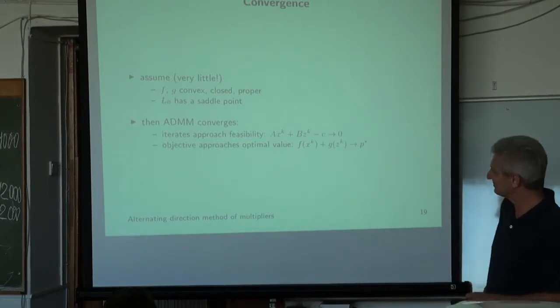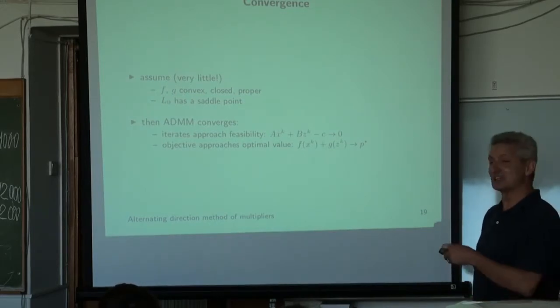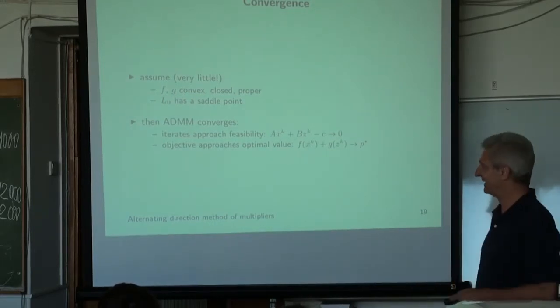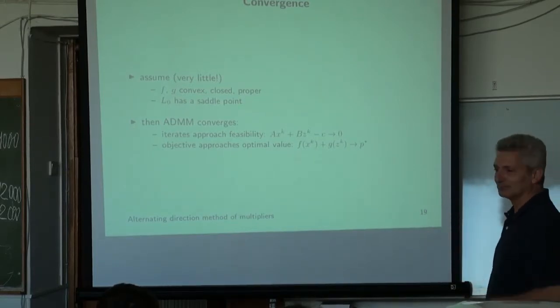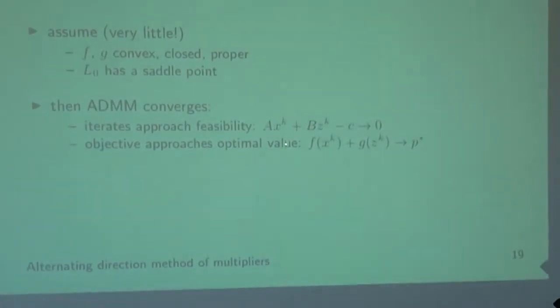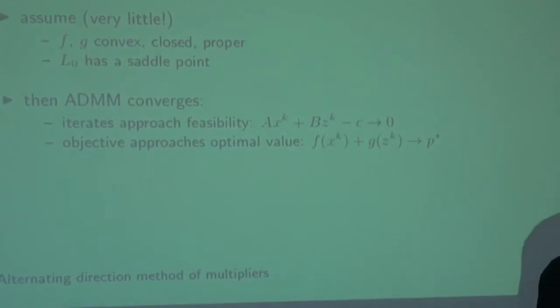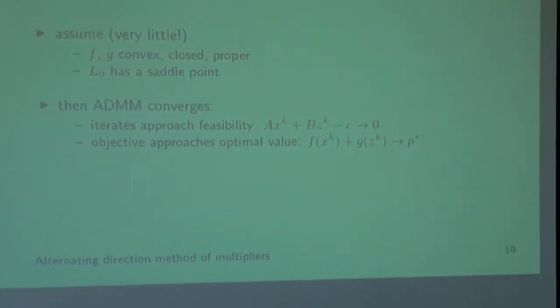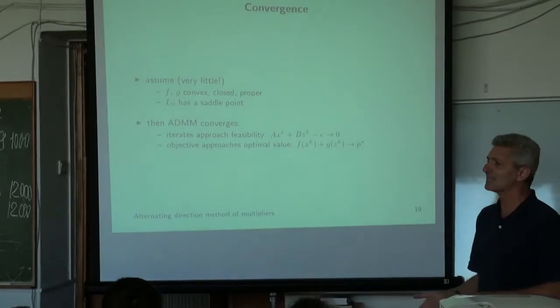So here are the statements. They're chosen very carefully because I can tell you some other things on here which are false. So here they are. The first is that the residual goes to 0. So as you run the algorithm, the residual goes to 0. And the second is that the objective approaches the optimal value. These two hold with no assumptions whatsoever on A, B, C, nothing. No assumptions at all. No assumptions on the initial problem except that it has a solution.